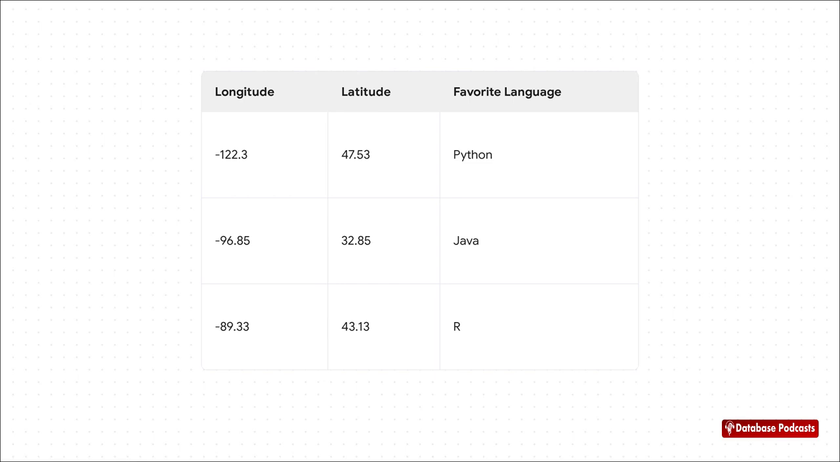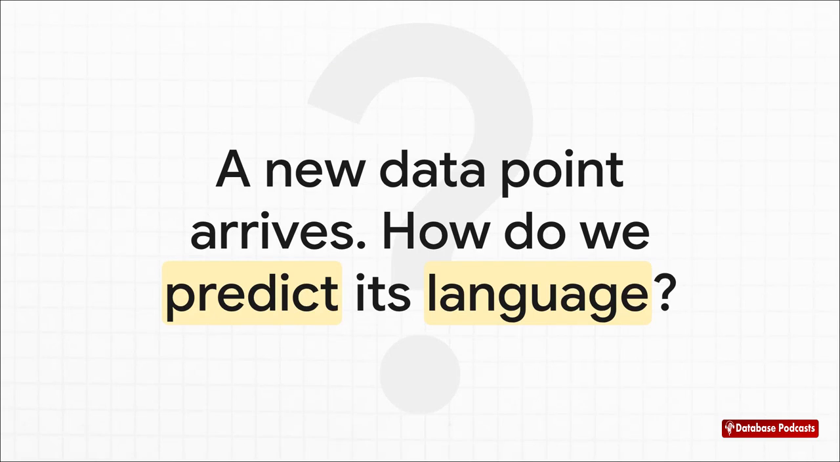You know, you've got your Python fans out in Seattle, the Java folks down in Austin. You get the picture. So here's the puzzle. A new programmer signs up. We know exactly where they are on the map, but we have no idea what their favorite language is. So how do we use the data we already have to make a really good prediction?